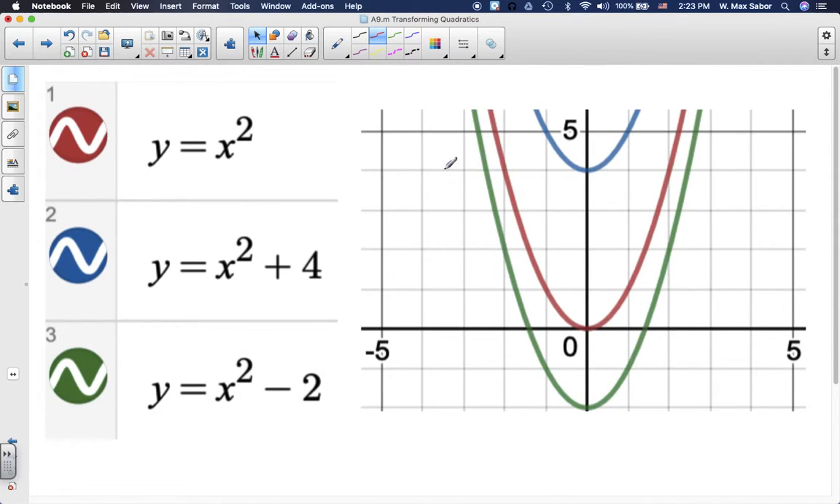When you see this with graphs, okay, here's the original, y equals x squared. The plus 4 outside the square adds 4 to it. We shifted it up 4. The minus 2 shifted it down 2.